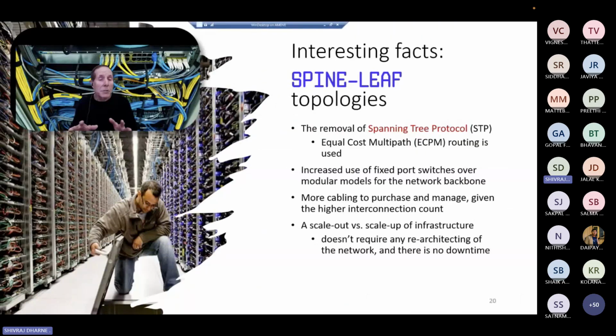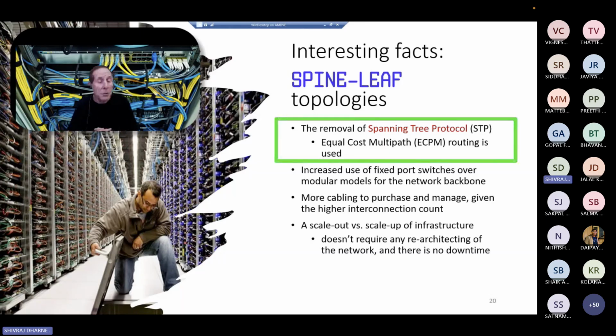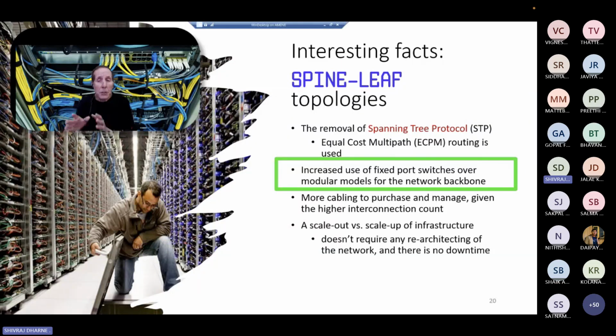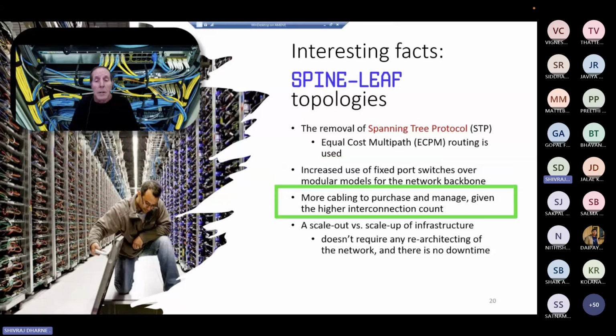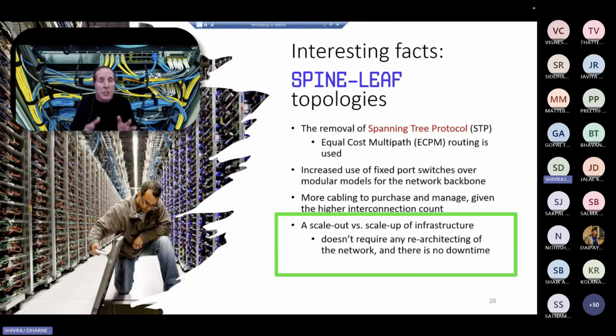Now, a couple of interesting facts about spine leaf topology data center design. One, it removes the need for spanning tree protocol. Instead, they use what's called equal cost multipath routing. They also increase use of fixed port switches in the network backbone. More cabling to purchase and manage, giving a higher interconnection count. It's a more scale out versus scale up infrastructure, and it doesn't require re-architecting the network. There's really no downtime to scale out.